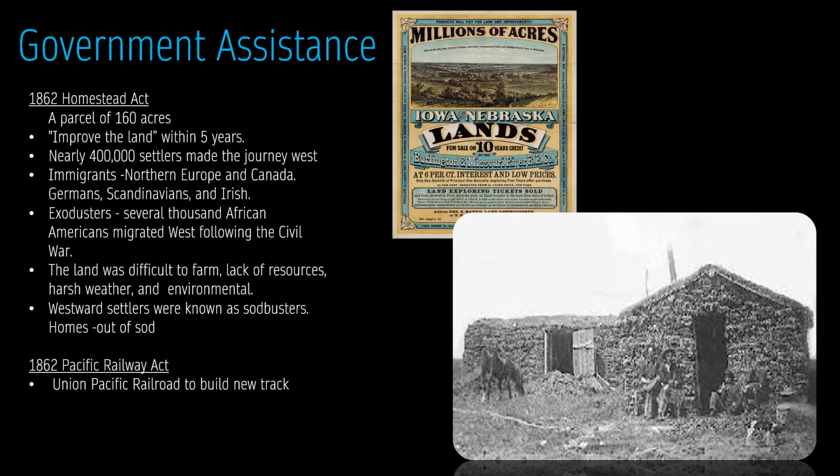Summers are hot, winters are cold. Storms come in and wipe out their attempts at farming. Insects like grasshoppers are going to devour everything. They're using wooden tools because there's just not a lot of lumber. So if you look down at that house, it's made of sod and grass, okay? They're making bricks out of soil and the prairie grass. So they're going to become known as the sod busters.